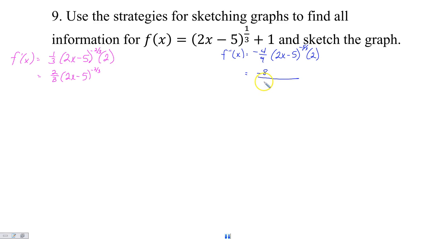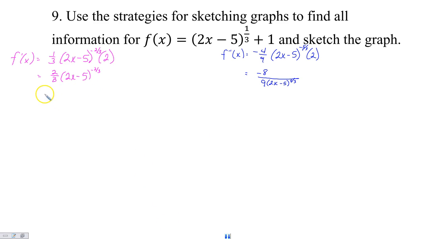So this is now going to become negative 8. And then I'm going to put in the denominator 9, and I'm going to rewrite this as the cubed root, or I don't guess it really matters, 2x minus 5 to the positive 5/3 power. It's a little bit messy there.